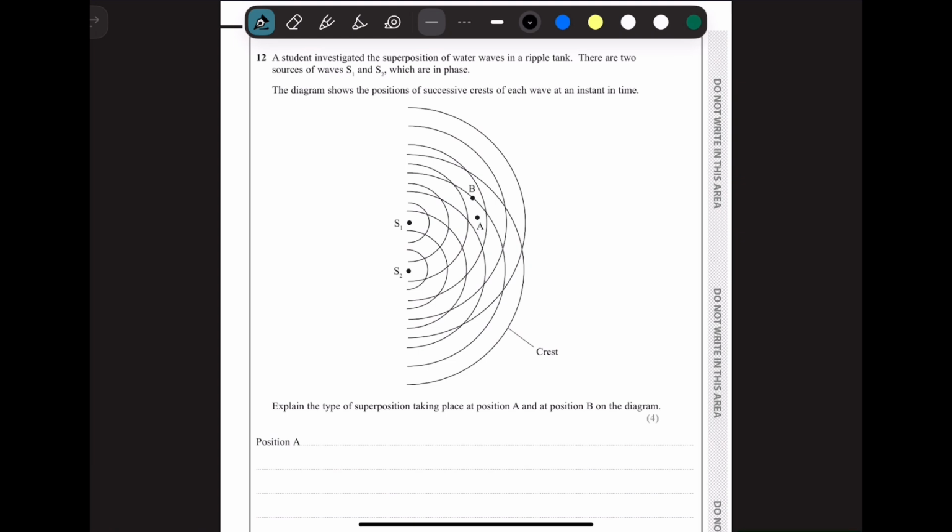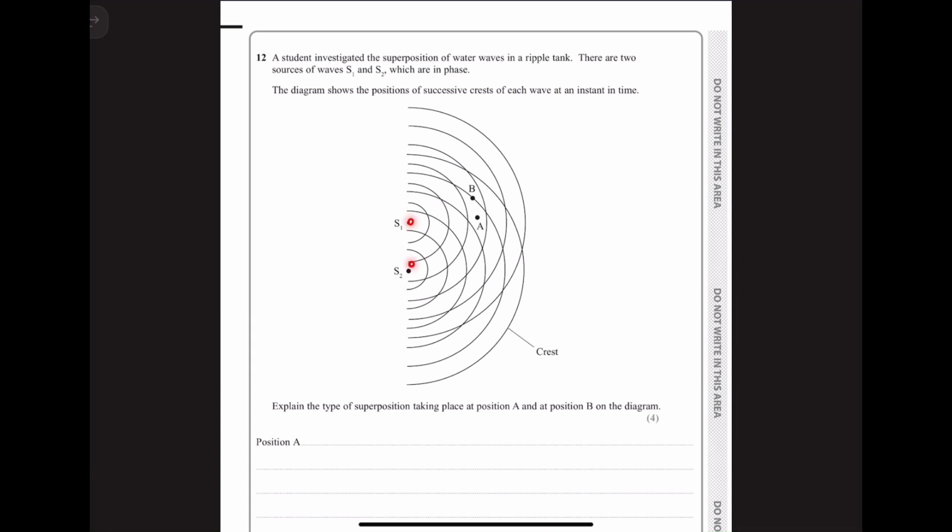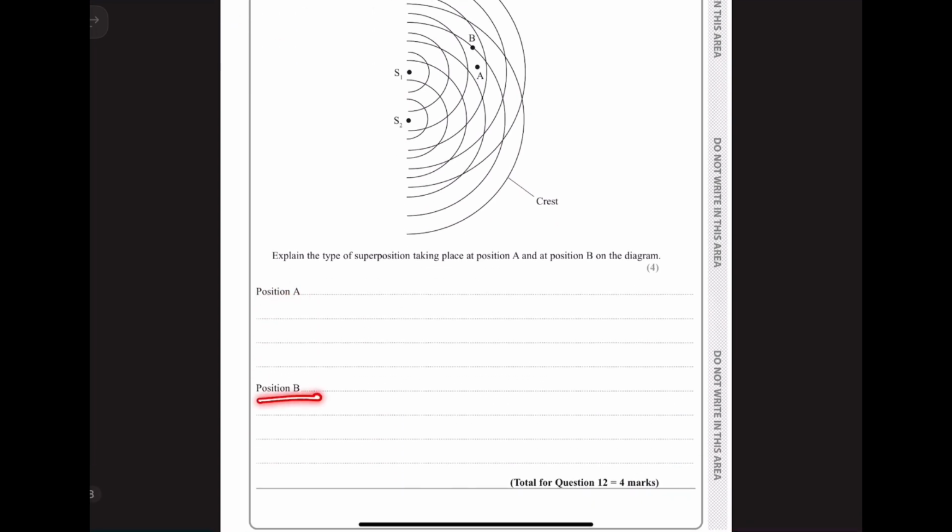Question 12 is about the superposition of waves in a ripple tank. We can see there are two sources, S1 and S2. Both sources are producing waves, and when these two waves interfere with each other, they will undergo constructive superposition and destructive superposition. Hence, at points where they meet crest and crest, or trough and trough, or simply where they meet in phase, the waves will undergo constructive superposition. And where they meet out of phase, the waves will undergo destructive superposition. So the question is asking what will happen at position A and position B.